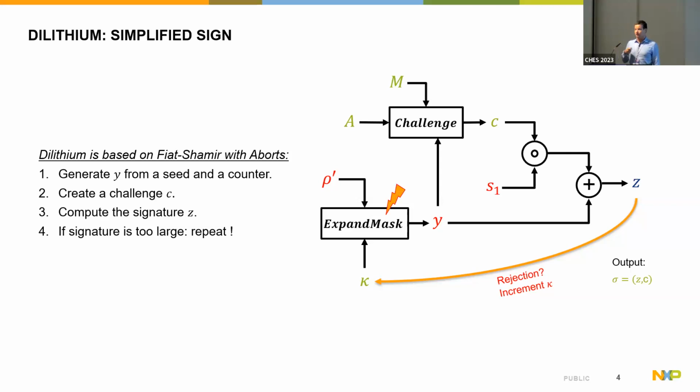Okay, and the fault that we will perform is, a bit as in the previous talk, on the generation of Y. And for now, we will completely omit the fact that there is Fiat-Shamir with abort in that construction. So we will just focus on the last iteration of the process where the signature is actually released.